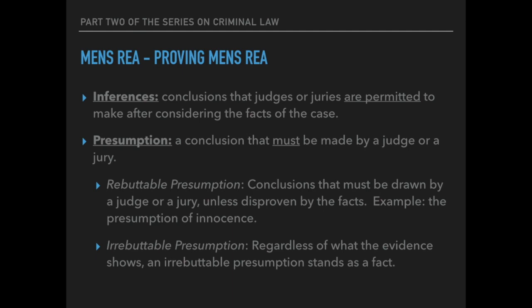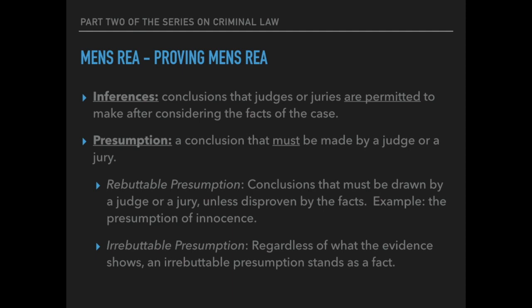Then there's something called a presumption. This is a conclusion that must be made by the judge or the jury. There's two different types. The inference is permissible. You can or cannot go with that inference depending on your evaluation of the facts. But a presumption is something that's just there. And it's either rebuttable or irrebuttable. A rebuttable presumption is a conclusion you have to draw, the presumption. But then if the facts disprove that, then it's rebuttable and you can throw it out.